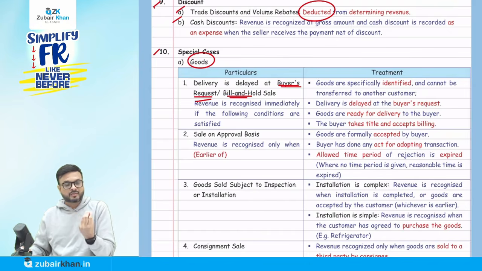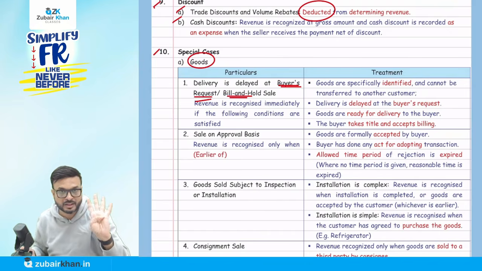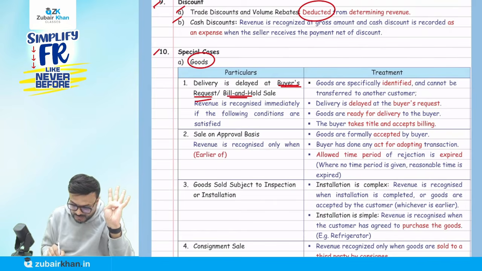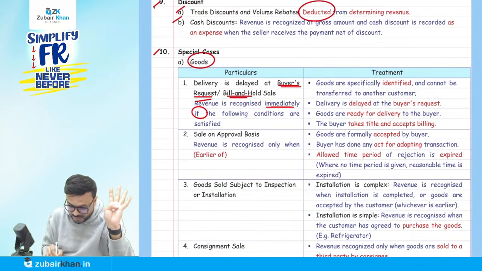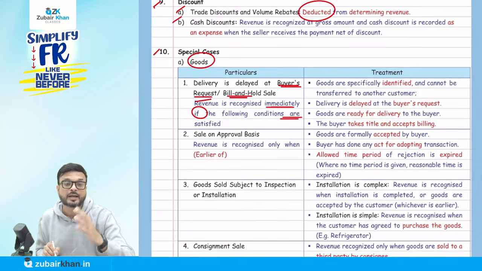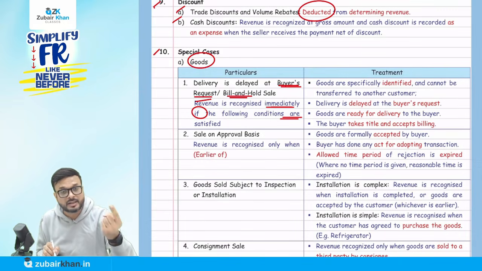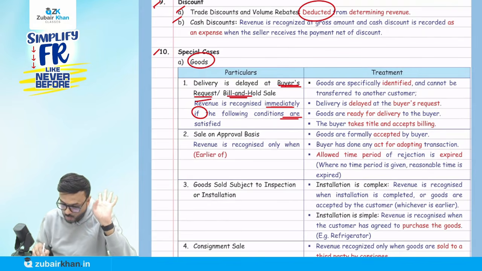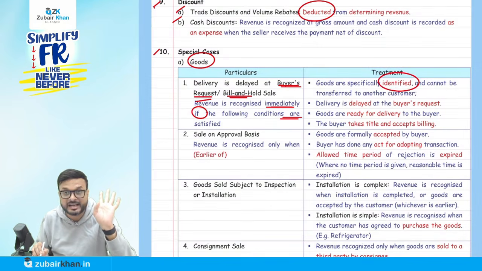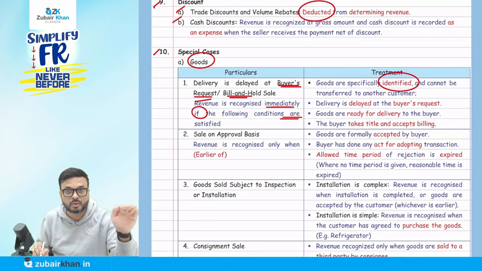Can I recognize this revenue? Yes, but the 4 provided conditions should be satisfied. This revenue is recognized immediately if the following conditions are satisfied, even if the goods are not yet delivered and there is a delay in delivery on the buyer's request. What are the 4 conditions? Goods are specifically identified, and they cannot be given to any other customer.